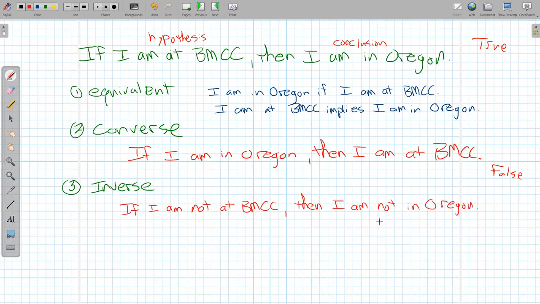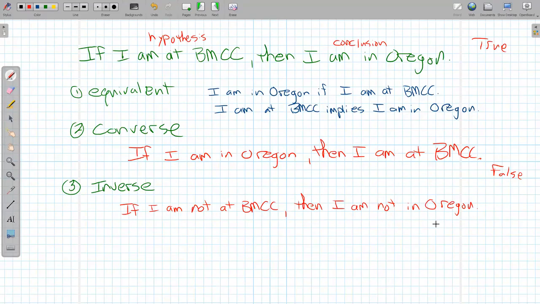So this is my version of the simplest inverse. I leave the hypothesis, but I tweak it to be a negation of itself. I leave the conclusion in the same place, but I tweak it to make a negation of itself. And at BMCC, the easiest negation is not at BMCC. In Oregon, the easiest negation is not in Oregon.